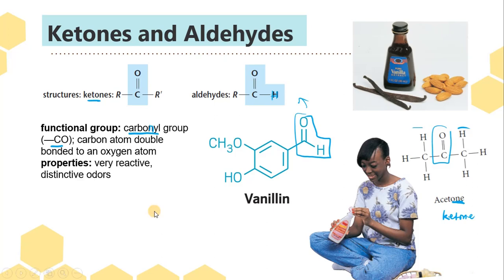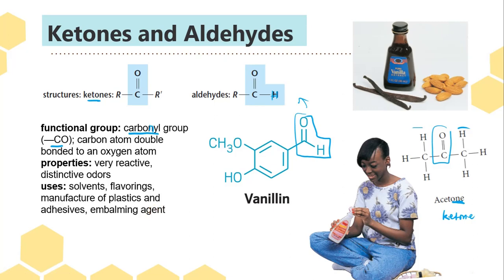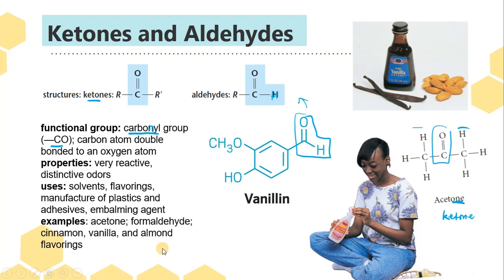Properties. It's very reactive, with a distinctive odor, and it's used as solvents, flavorings, food, and in the manufacture of plastics and adhesives. Embalming agent. When you say embalming agent, what comes into our minds? Formaldehyde. So formaldehyde is one of the examples of an aldehyde. Acetone is among the ketones. Cinnamon, vanilla, and almond flavorings are other examples. Okay. Formaldehyde is an embalming agent used to preserve the flesh of corpses so it will stay for a longer time.